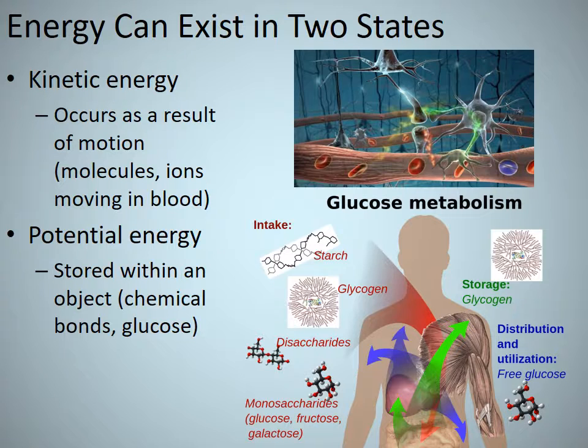Energy can exist in two states, kinetic and potential. We're going to use these two terms closely as we take a look at this topic. All right, kinetic energy is just motion. When molecules or ions are moving in the blood, or any type of energy that's moving. Okay? Potential energy is stored chemical energy. Especially in this chapter, we're going to take a look at energy that's stored in bonds, chemical bonds.